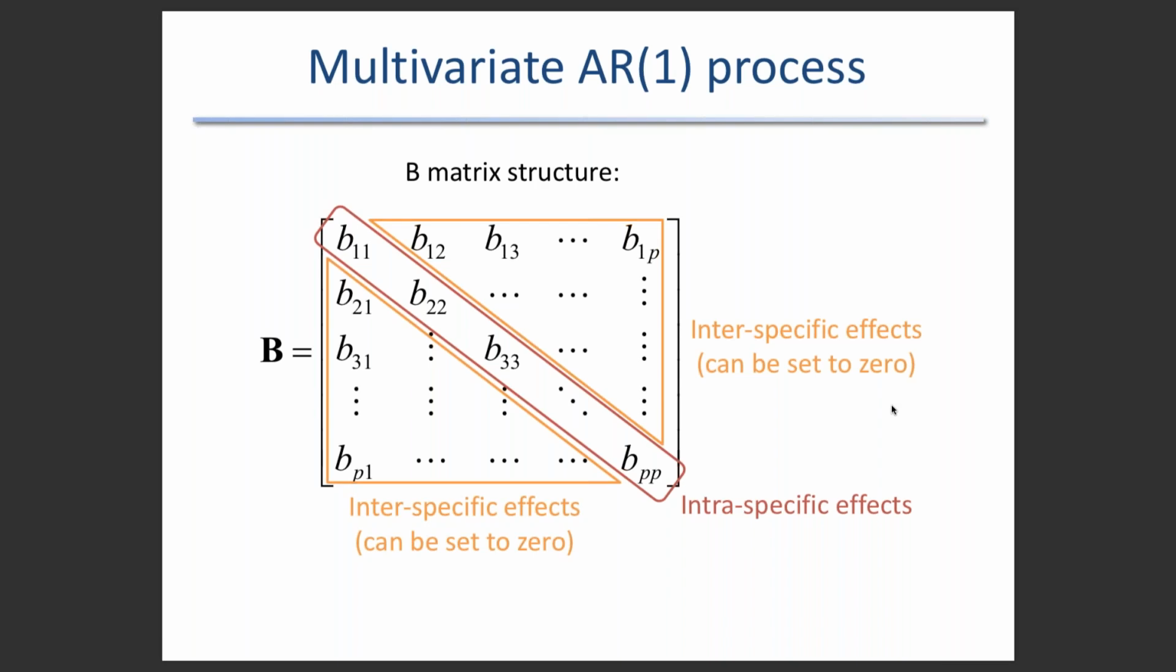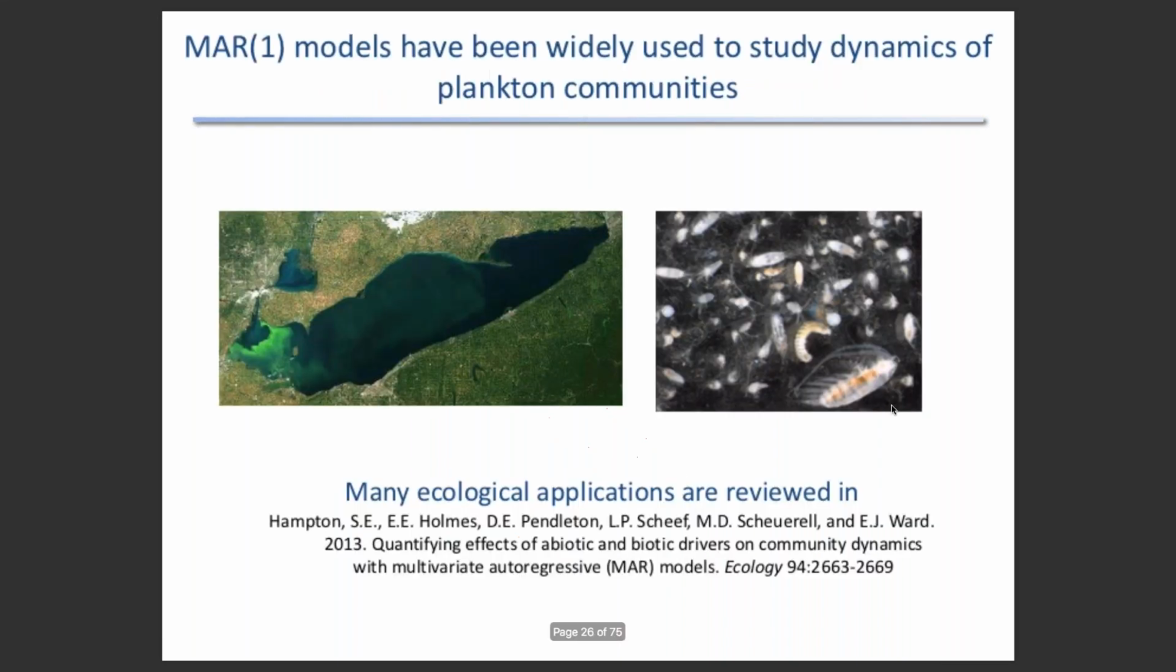If you set interaction to 0, it means there's no direct interaction there. There could still be indirect interactions, right? But there's no direct interaction.